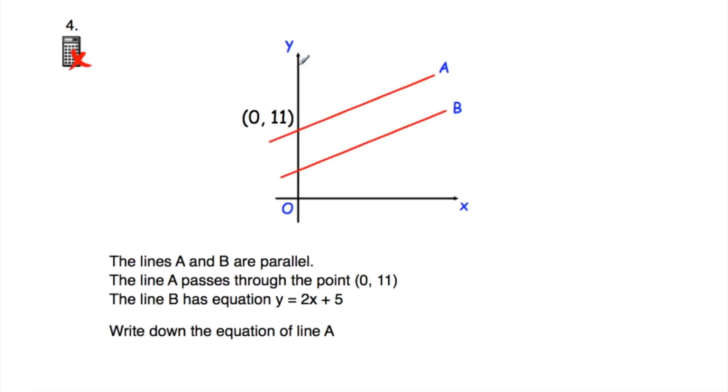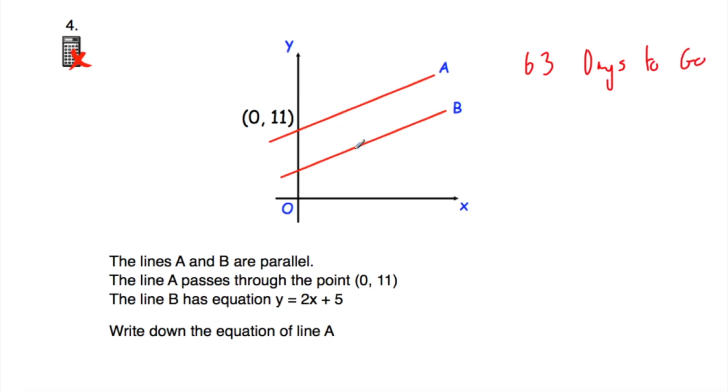So question number 4, we've got these two parallel lines, A and B, and we're told that the line A passes through the point (0, 11), and the line B has equation y equals 2x plus 5, and we've been asked to find the equation of line A. So if you need extra help on this topic, it's parallel lines, and if you go to the video on 63 days to go, there's a video going through parallel lines.